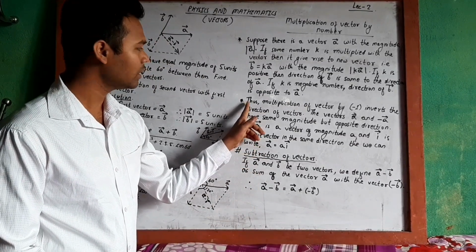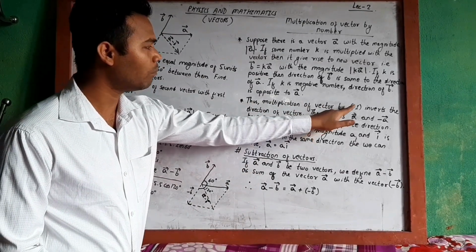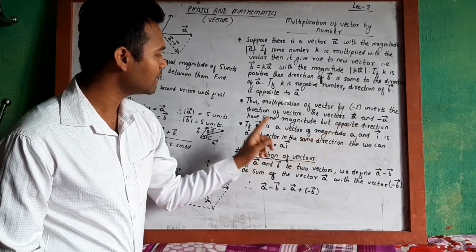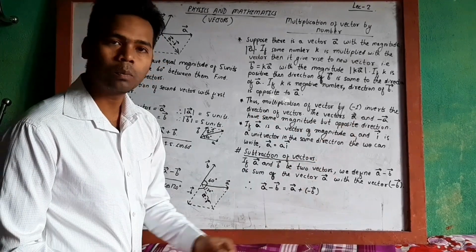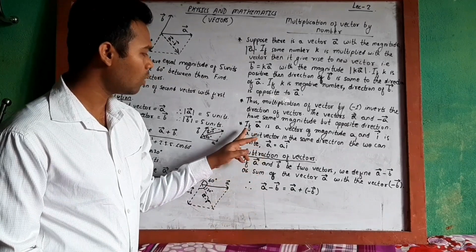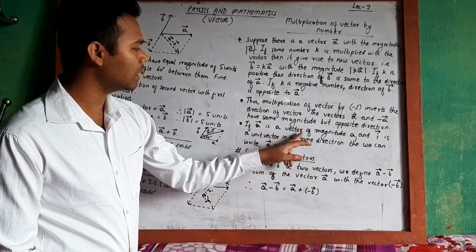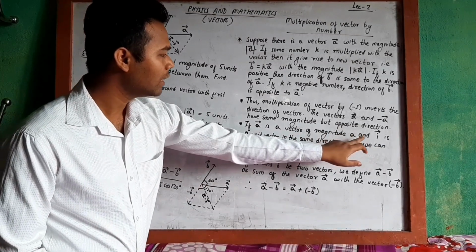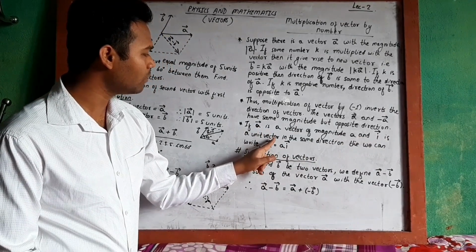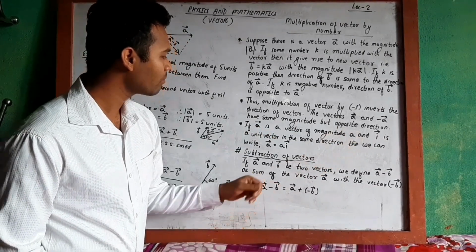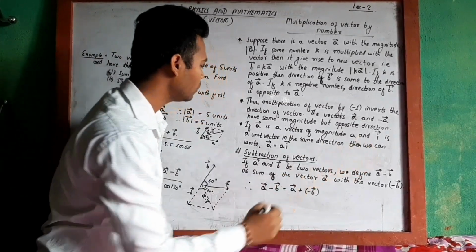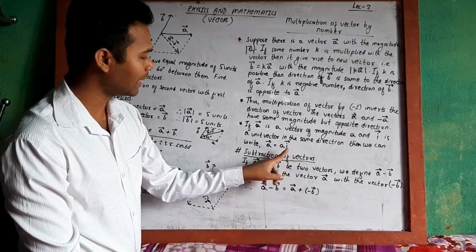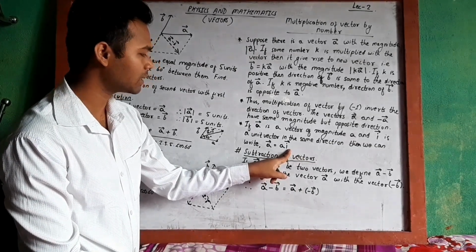Now let's come to the second point. Thus, multiplication of a vector by -1 inverts the direction of the vector. The vector a and minus a vector have the same magnitude but opposite direction. Now let's come to the third point. If a vector has magnitude a and i is a unit vector in the same direction, then we can write a vector equals the magnitude of a vector times the unit vector in the same direction.